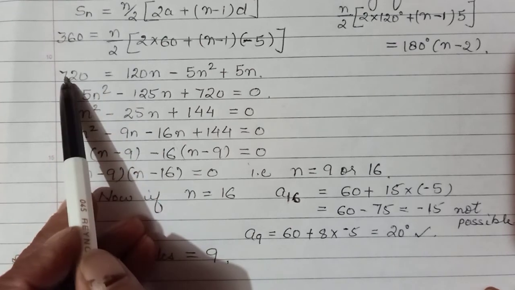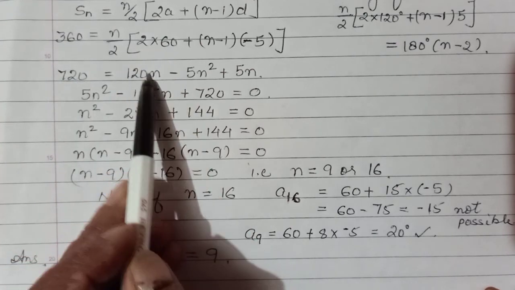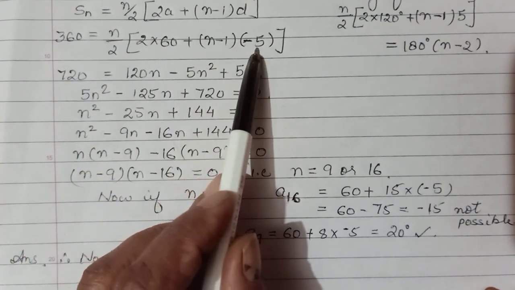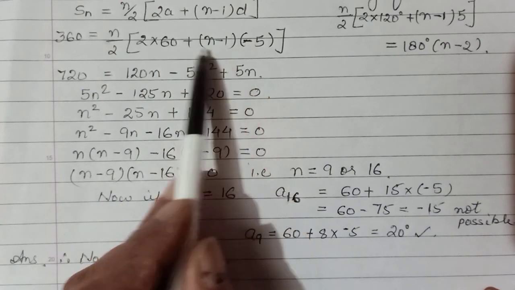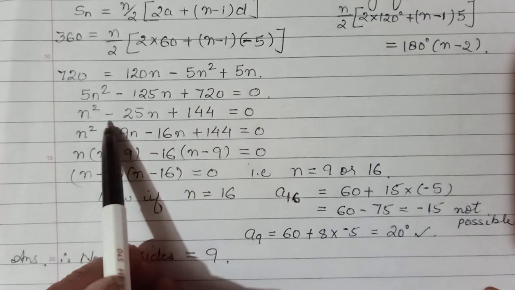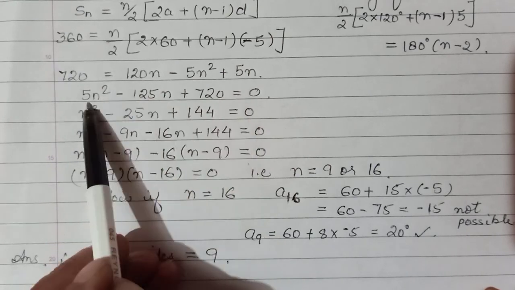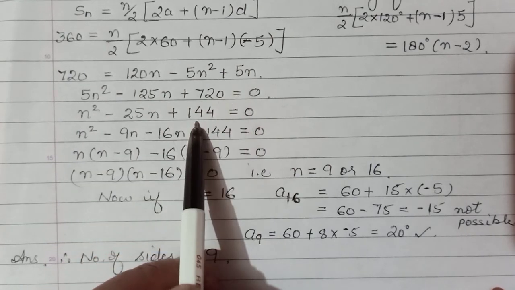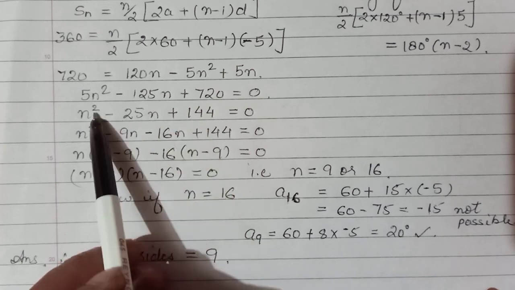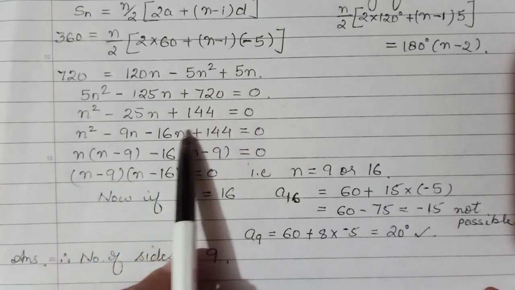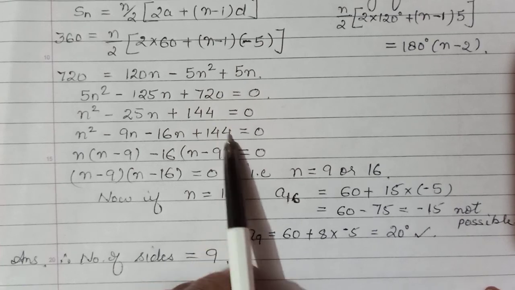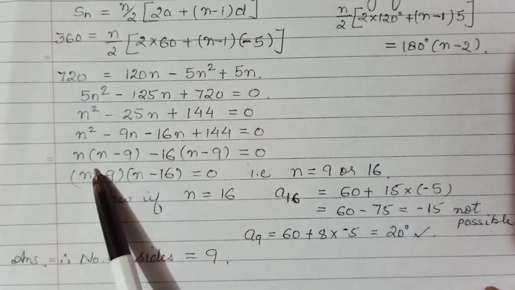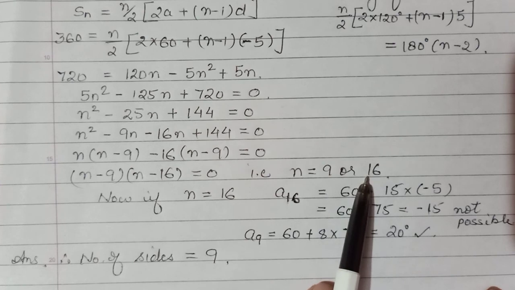This 2 cross multiplied, 720. This becomes 120 and distributed inside. Minus 5n into n, minus 5n square, minus minus plus 5n. Okay, तो आपका ये quadratic आ जा रहा है. Reduce it, dividing by 5 to make your calculation easy. Shorten it up. 5 से divide कर दिया. All of them are multiples of 5. So this is your quadratic equation you are getting in n. Factorize it. You're getting two values of n, 9 and 16.